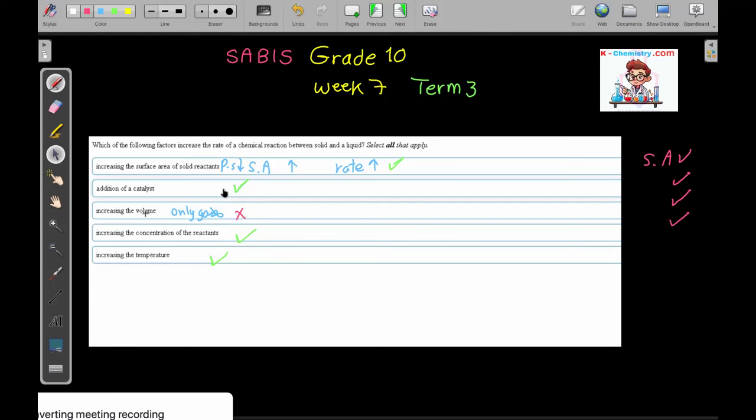But about increasing the volume, it has no effect here. The effect is only in gases, and if you increase the volume, you decrease the pressure of the gas anyway, so the rate decreases, not increases.